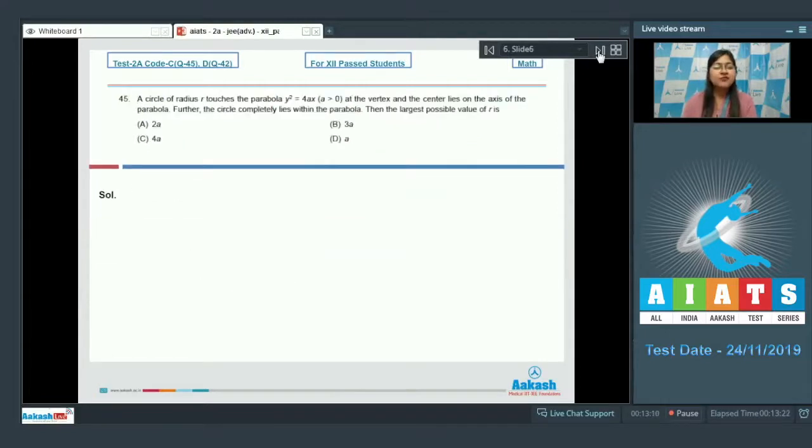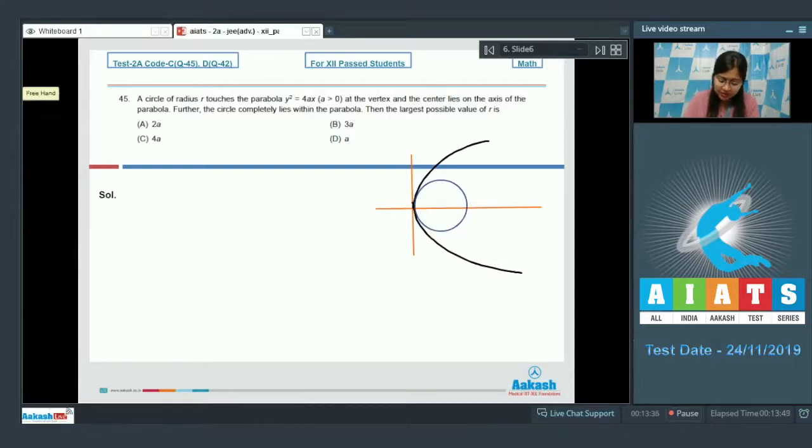Next is question number 45, which says that a circle of radius r touches the parabola y square equal to 4ax at the vertex and the center lies on the axis of the parabola. Further, the circle completely lies within the parabola. Then the largest possible value of r is, let us say this is a parabola. So we have a circle here which is lying completely inside this parabola and this center lies on the x-axis.